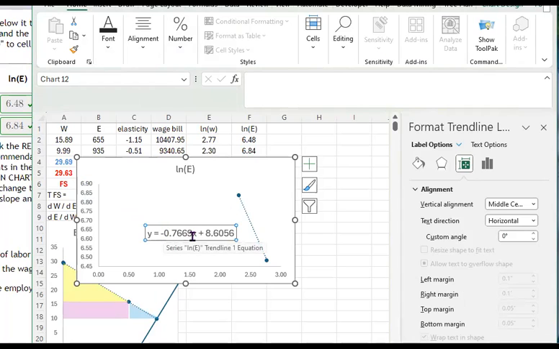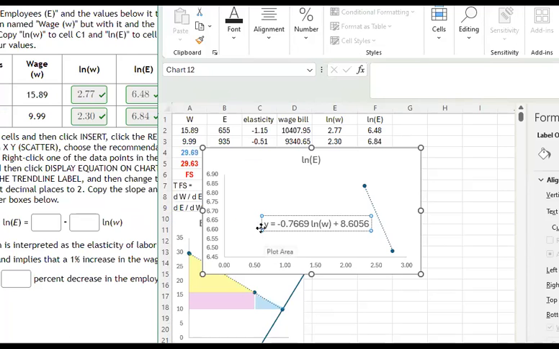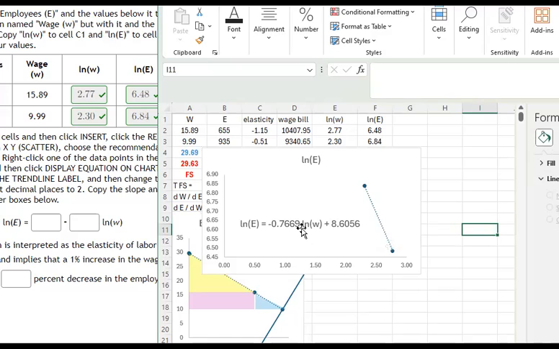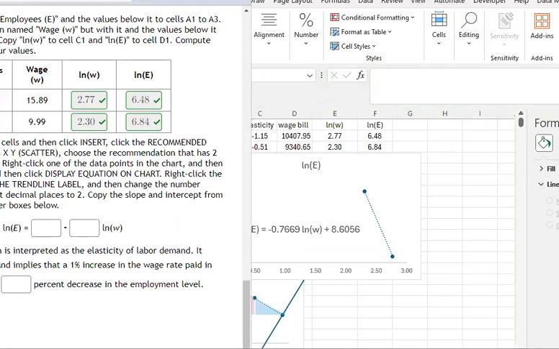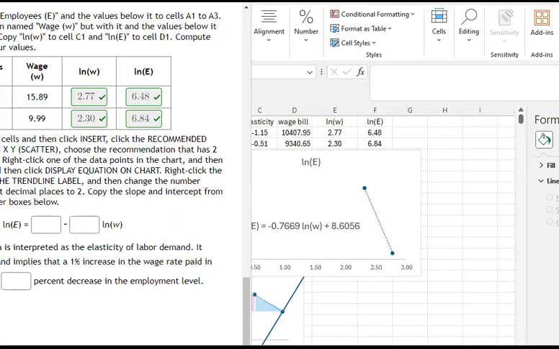So this right here is the natural log. X is the natural log of W, right? X is the natural log of W, right there, see? And then Y is the natural log of E, the employment level, right? And I think that makes more sense numerically.